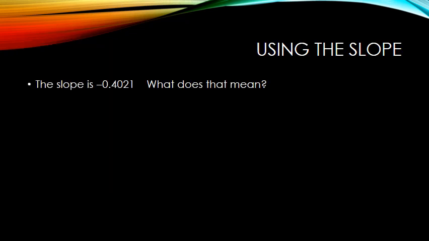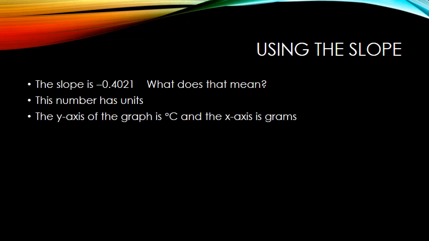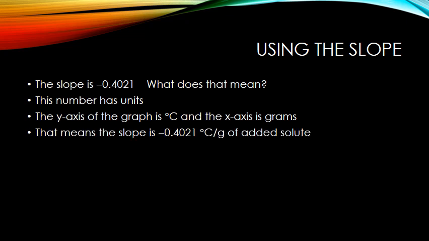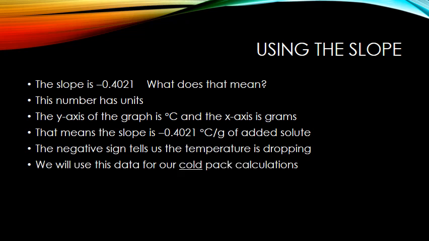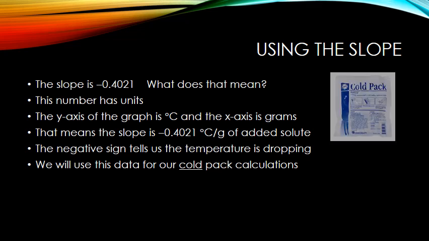So what does this number mean? Well, the number has units. The y-axis of the graph is degrees C. The x-axis is grams. That means our slope is negative 0.4021 degrees C per gram of the added salt. The negative sign tells us that the temperature drops. So this substance is what we want to use for our cold pack.